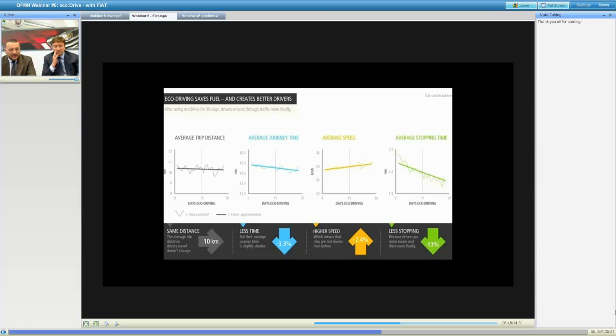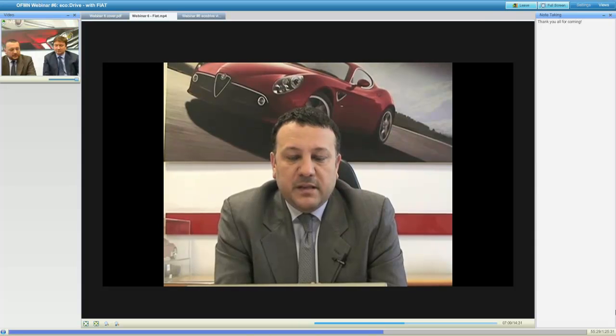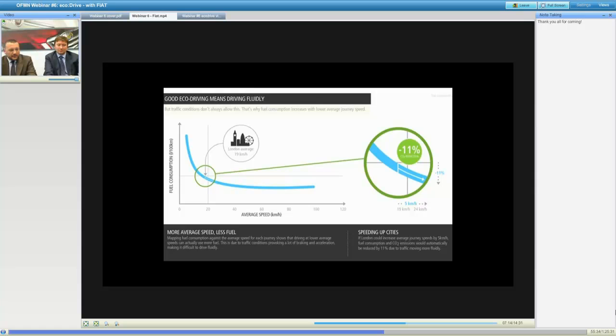Of course, the biggest improvement is on stopping. So if you are able to eco-drive, you reduce your stops by up to 13%, and so the average stopping time is really decreasing. Good eco-driving means driving fluidly. As we saw, it's not just a matter of speed, but a matter of driving technique. So if you are able to have an average speed and smooth driving, you can save fuel.